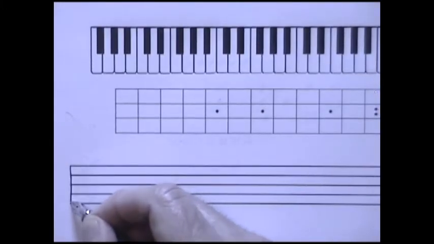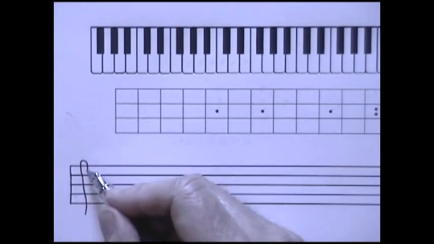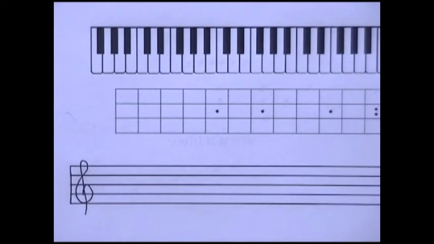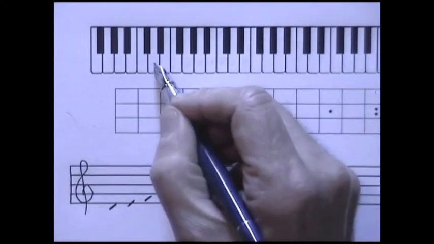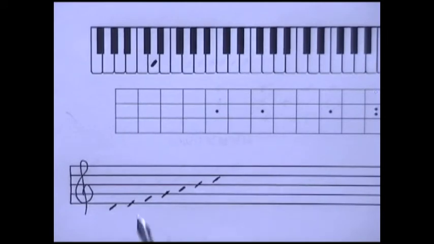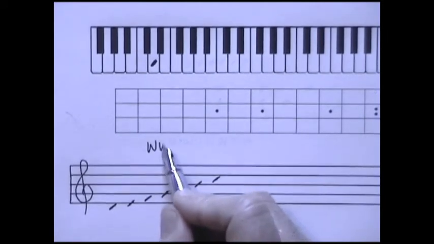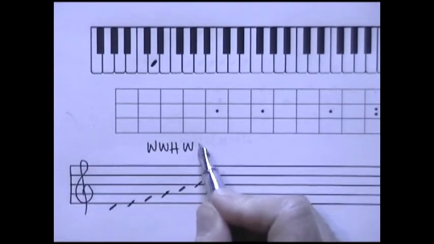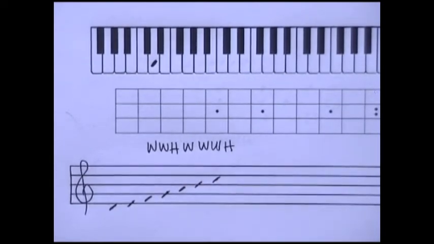On the staff, draw a G clef, and then the start note for D, and then write the next notes alternating lines and spaces. Then go to the piano keyboard, find your start note, and then use the formula of whole step, half step, whole step, whole step, whole step, half step to find the next notes of the scale.